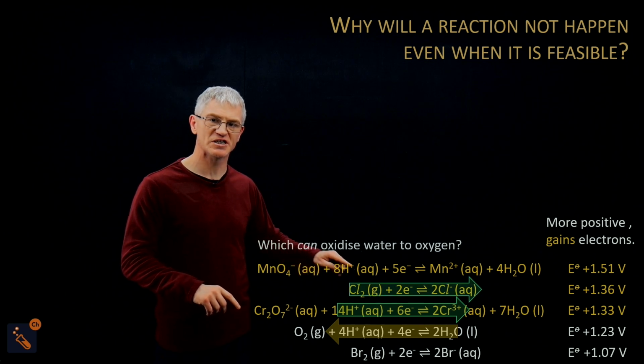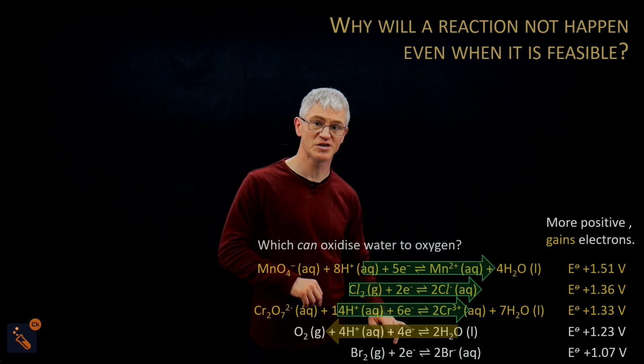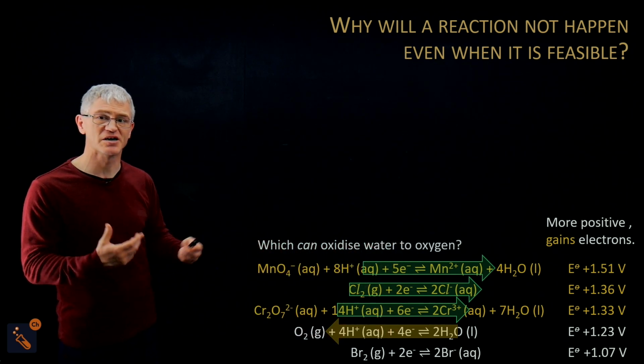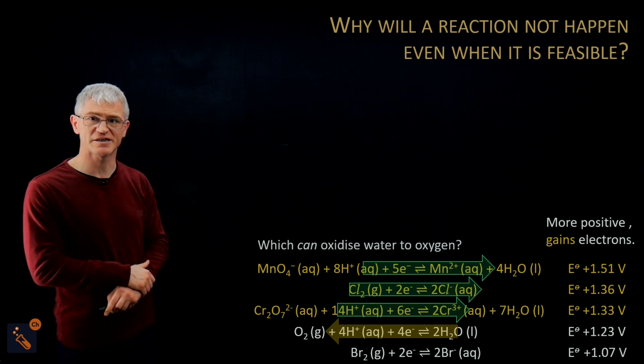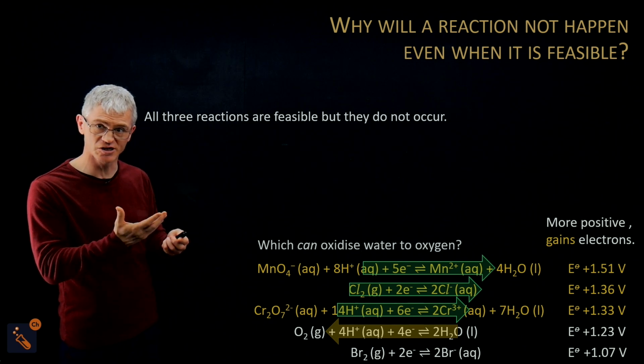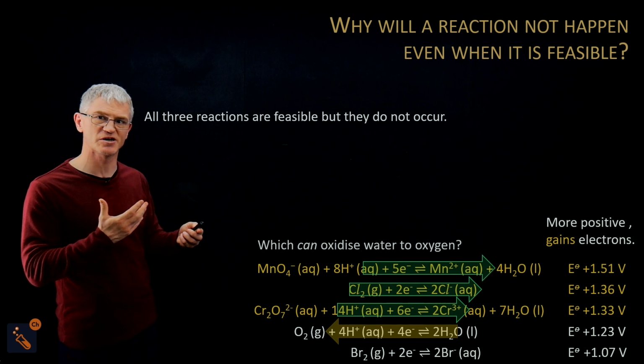So if we put this down here, we now know that all of these will work. All of the equilibria on these ones will go to the right because they want to gain electrons if they're mixed with the water and the oxygen. But the one at the bottom will not work. Now, all three of these reactions are feasible, as in they could work, but they don't. So sometimes they hit you with this horrible question about why they do not occur.